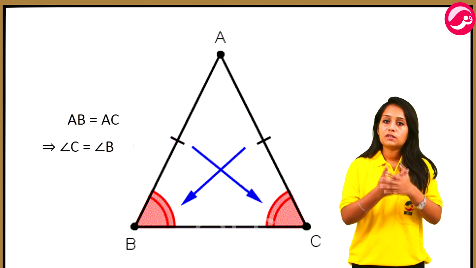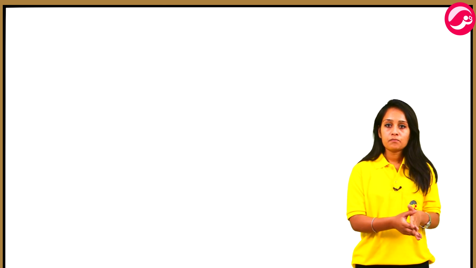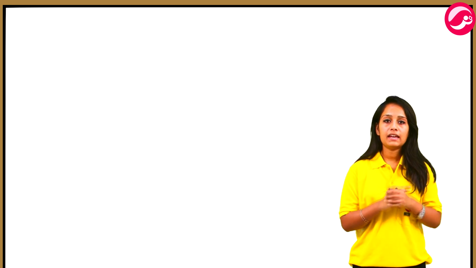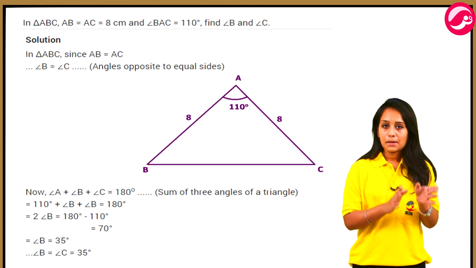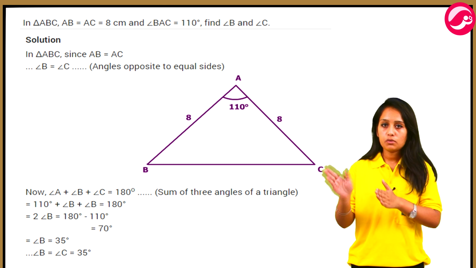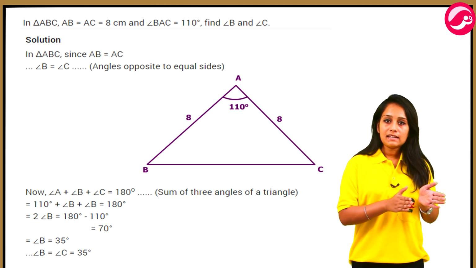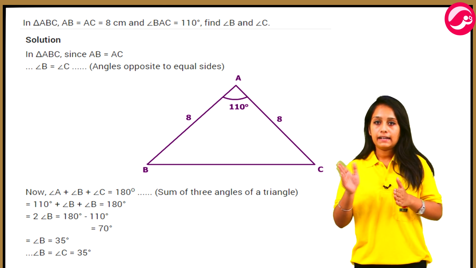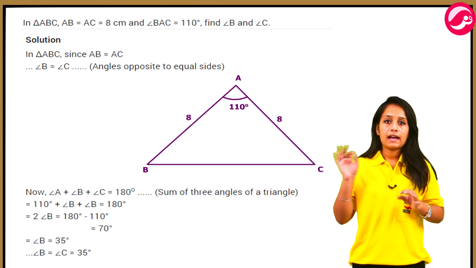Now we shall try to solve some problems to understand this concept better. So starting with the first problem, in triangle ABC, AB is equal to AC is equal to 8 centimeter and angle BAC is equal to 110 degrees. So find angle B and angle C.